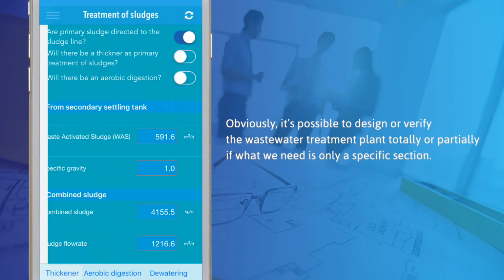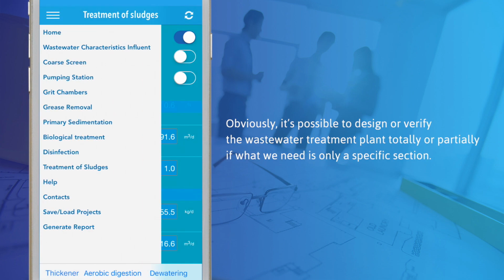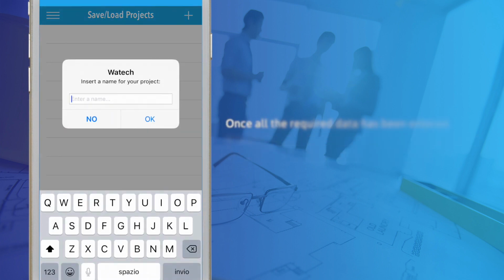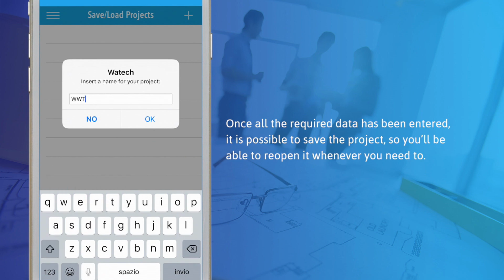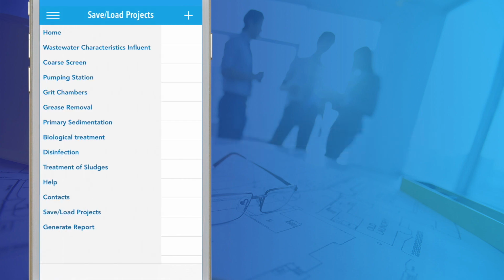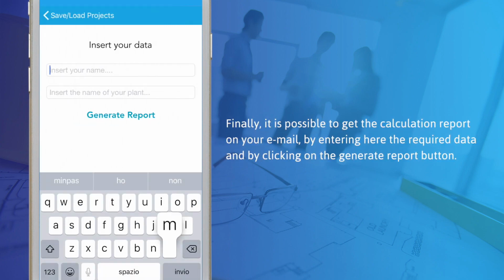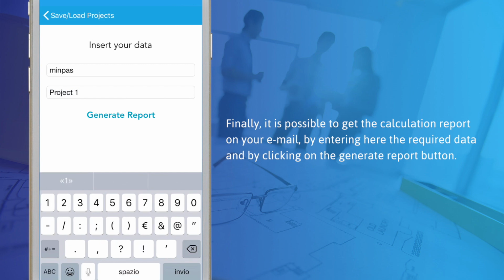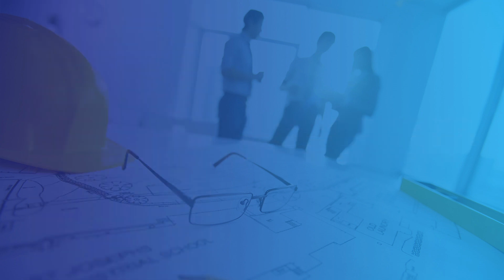Obviously, it's possible to design or verify the wastewater treatment plant totally or partially if what we need is only a specific section. Once all the required data has been entered, it is possible to save the project, so you'll be able to reopen it whenever you need to. Finally, it is possible to get the calculation report on your email by entering here the required data and by clicking on the Generate Report button.